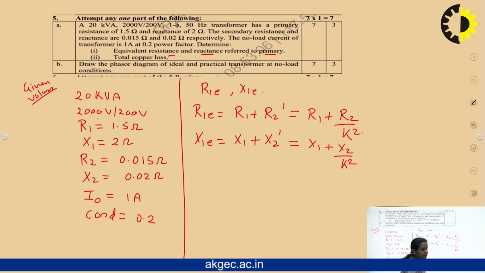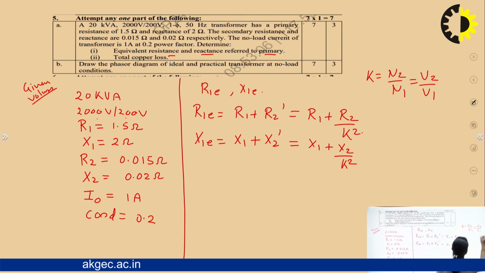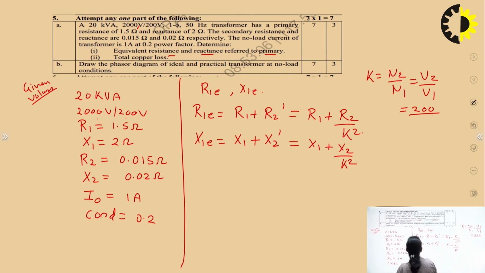Now what is this K? K is N2 by N1, and you can write it as V2 by V1. V2 is given 200 and V1 is 2000. So this will be equal to 1 by 10, or you can write 0.1. So the K value is 0.1.